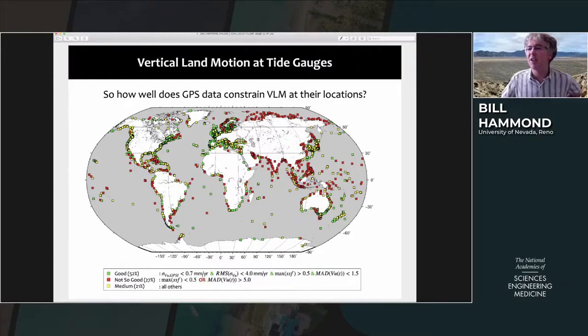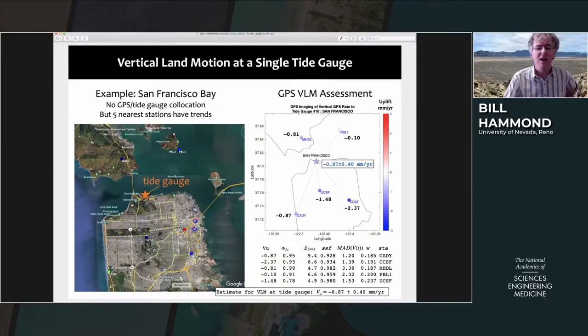When we do this, it's based on various measures, and in the criteria, the thresholds that I've set, we got about 52% of these over 2,000 tide gauges have pretty good vertical land motion estimates. 27% are downright bad. Those include the ones that are on islands far from anywhere, including GPS stations. And then medium is in the middle. They don't fall into either the good or the bad category. So we can categorize these.